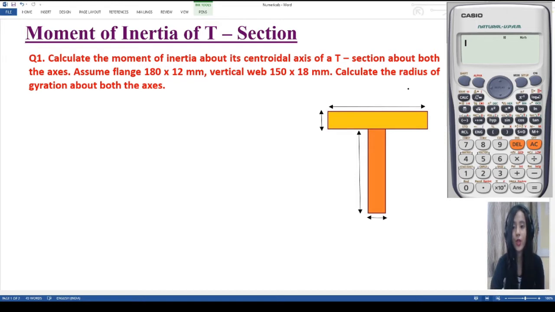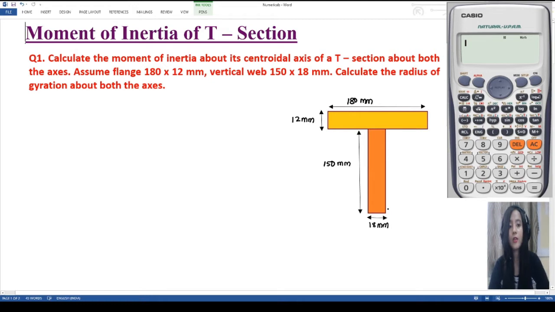Assume flange 180 into 12. So this portion here is my flange. This yellow portion is my top flange here. Its dimension is given equal to 180 mm width, and its depth is 12 mm. Vertical web 150 into 18 mm. So this orange part here is my web portion, and its depth is given equal to 150 mm, and its width is equal to 18 mm.